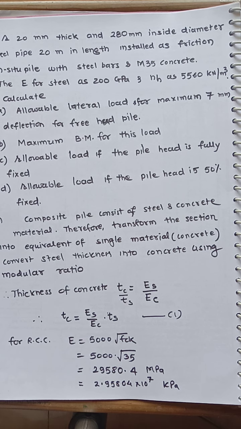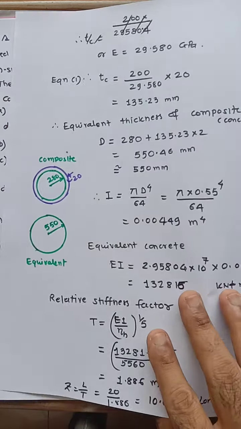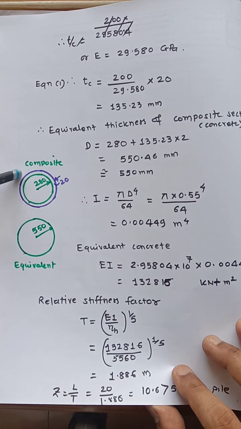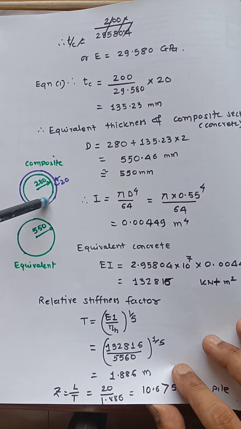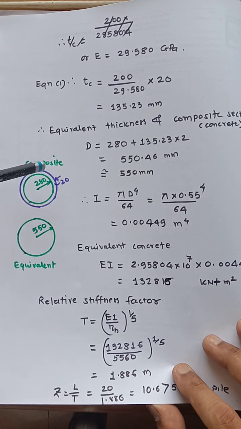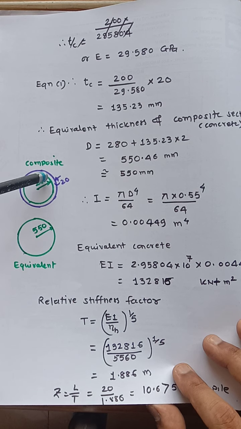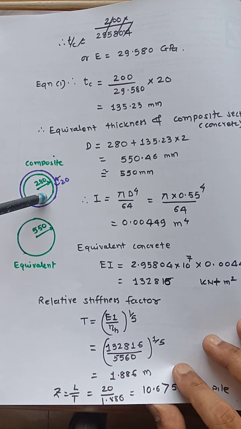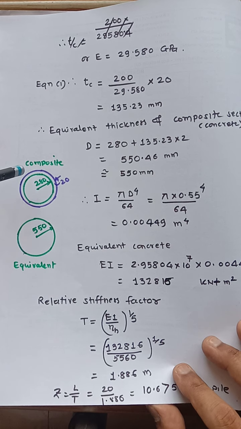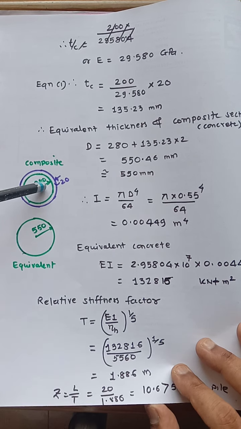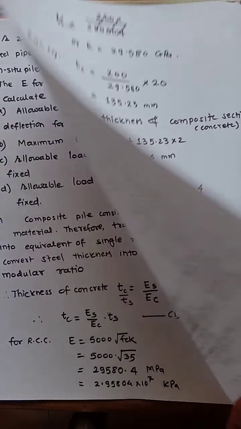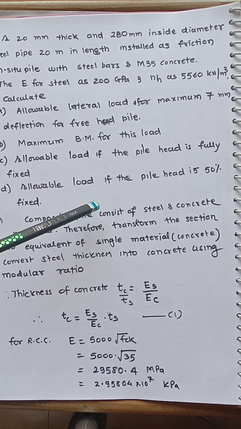Now, it's a composite pile, consisting of steel and concrete. I can show you like this. This is a steel pipe, closed end pipe called a liner, 280 mm internal diameter, 20 mm thick, and this is filled with concrete and RCC reinforcement inside. So this composite pile consists of both steel and concrete material.